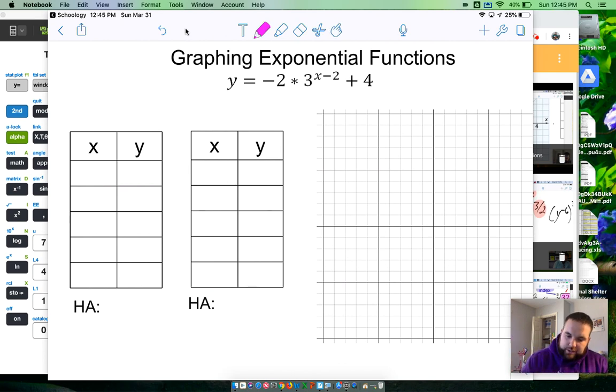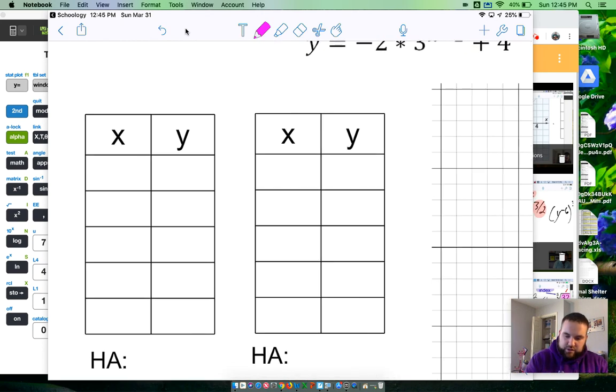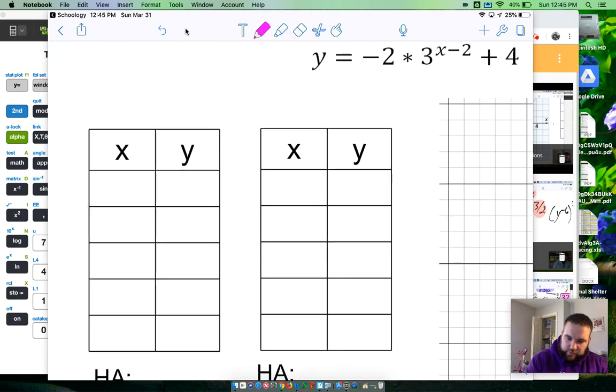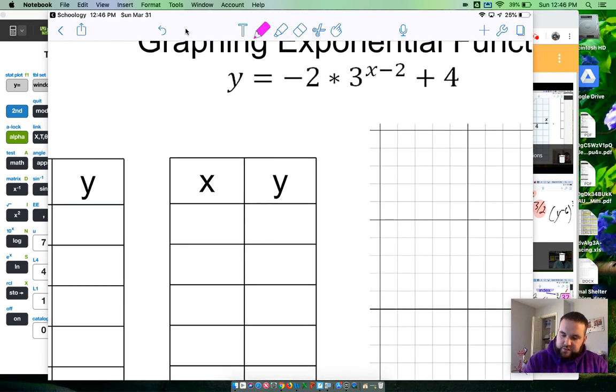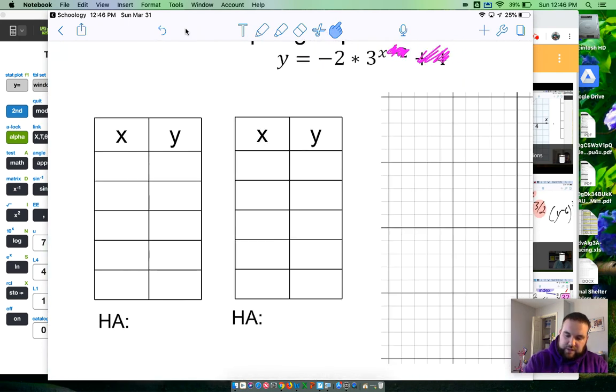Okay, in section 7.2, we talked about graphing exponential functions. So we're going to take a real quick look at one of these just to get back in the swing of things. So if I want to graph this equation, y equals negative 2 times 3 to the power of x minus 2, plus 4, what we did is we first said, okay, let's not worry about these translations, just moving right or left or moving up and down. And let's first just look at negative 2 times 3 to the x power.